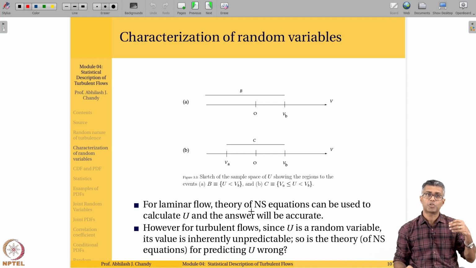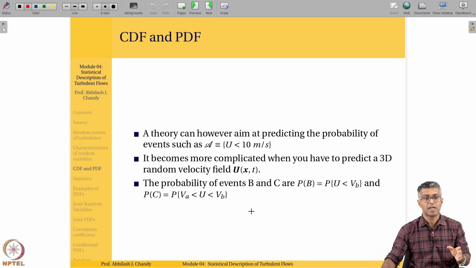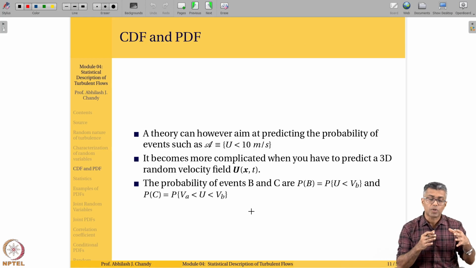The system responds to such variations by being very sensitive. So it exhibits a randomness. In that sense, we cannot predict the velocity. So for turbulent flows, since U is behaving in a random fashion, the value is unpredictable. So does that mean the theory of the Navier-Stokes equations is wrong? No, that is not the case. It just means that you can use that theory to predict the probability.